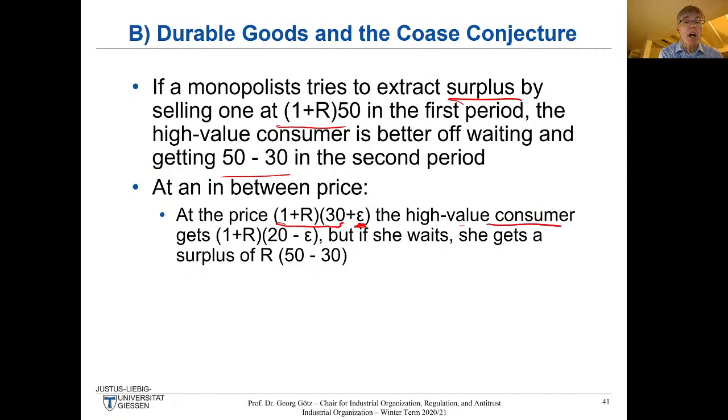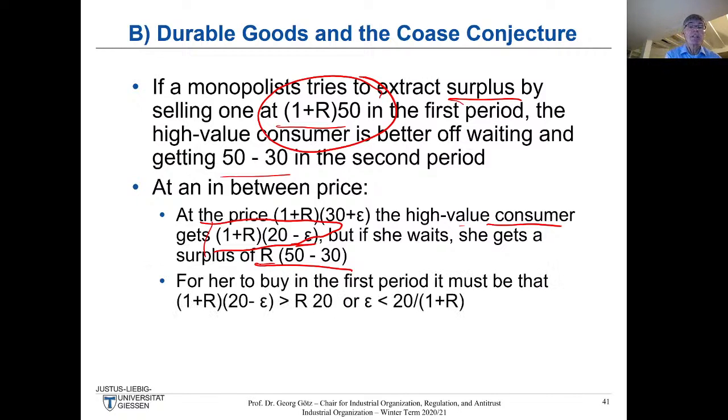And what you have to take into account is the consumer surplus of the high value consumers. With a price of 1 plus R times 30 plus epsilon, consumer surplus would be simply 1 plus R times 20 minus epsilon. You just get this from subtracting this expression here from the willingness to pay. Okay, and of course, you have to solve for epsilon in a way so that this consumer surplus is identical to the consumer surplus you get from waiting, which would be just this: the price will be 30, your willingness to pay is 50, and you get it only in 1 period, and this is the second period, that's why you have to discount. And if you solve then for epsilon, you get that epsilon must be at most 20 over 1 plus R.